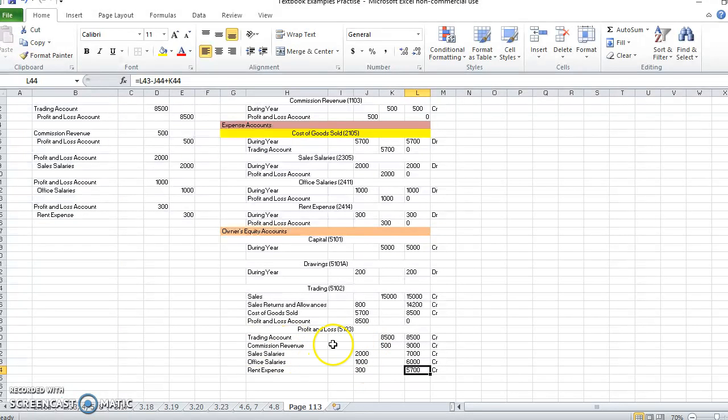Our profit and loss account here, but we also in this scenario have a drawings account as well, which is a negative owner's equity account. So we also need to close that one off. It has a debit balance of 200, same as always. So we will credit our drawings account for 200, and we'll close our drawings off to our capital.